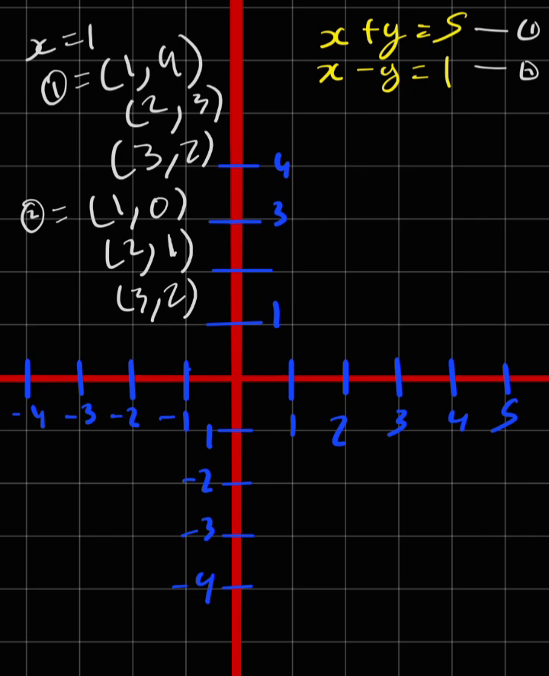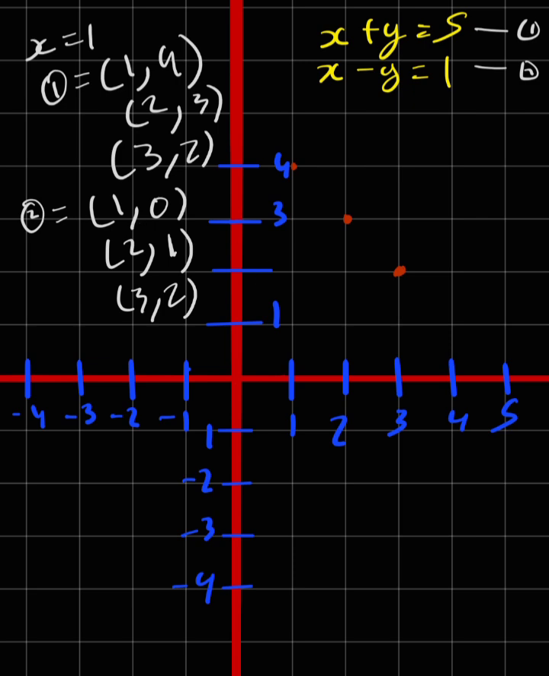But let's make the lines and confirm it. First we'll plot the points of the first equation. So 1 comma 4, here. Next we have 2 comma 3, so 2 from here, 3 here. Then 3 comma 2, so 3 from here, 2. Here it is.